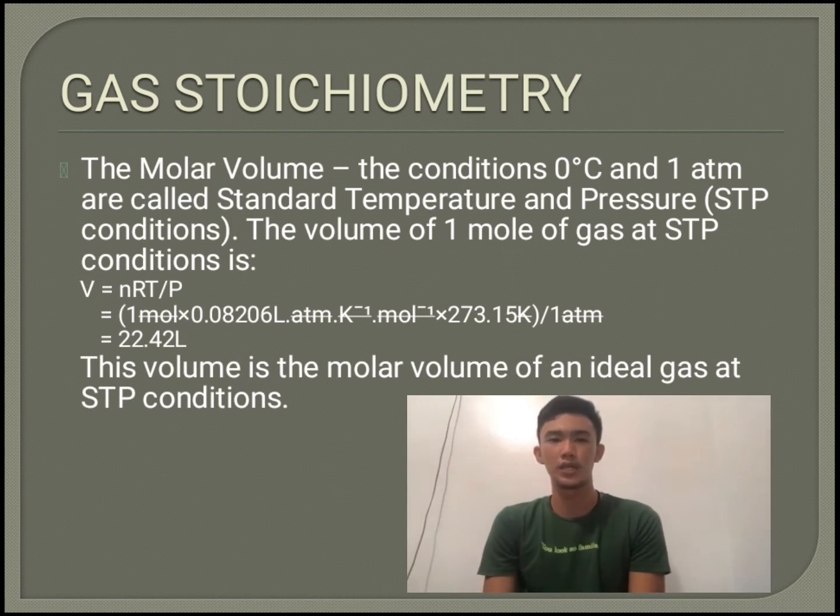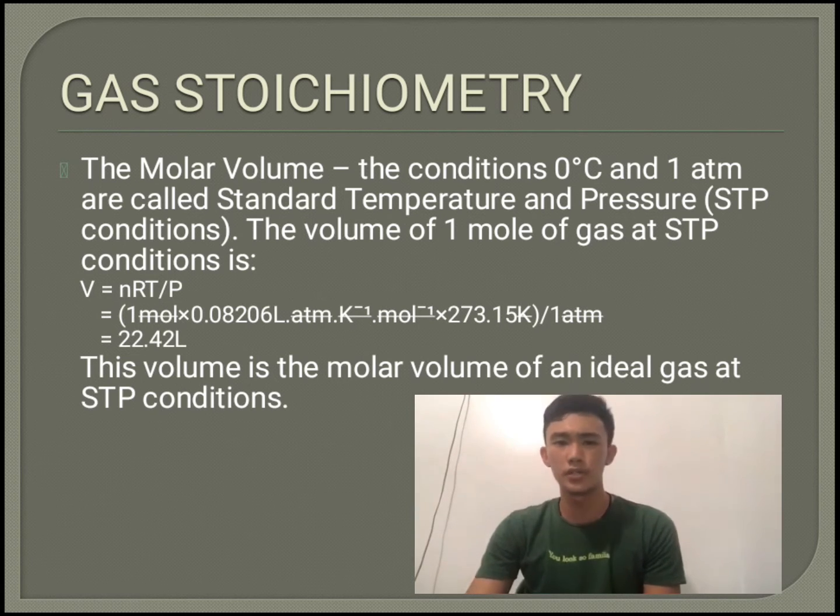Gas stoichiometry. Using this law, we will be able to find or calculate the molar volume at the standard conditions of temperature and pressure. The standard conditions of temperature and pressure state that the temperature is equal to 0 degrees Celsius or 273.15 Kelvin, and the pressure is equal to 1 atmosphere.